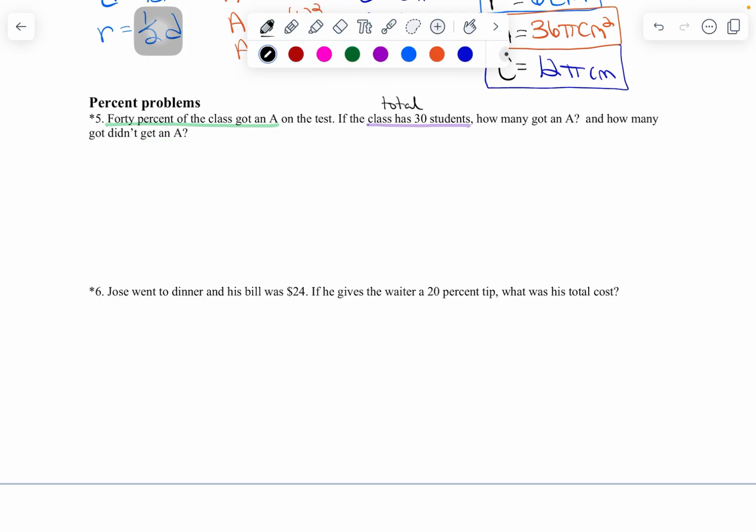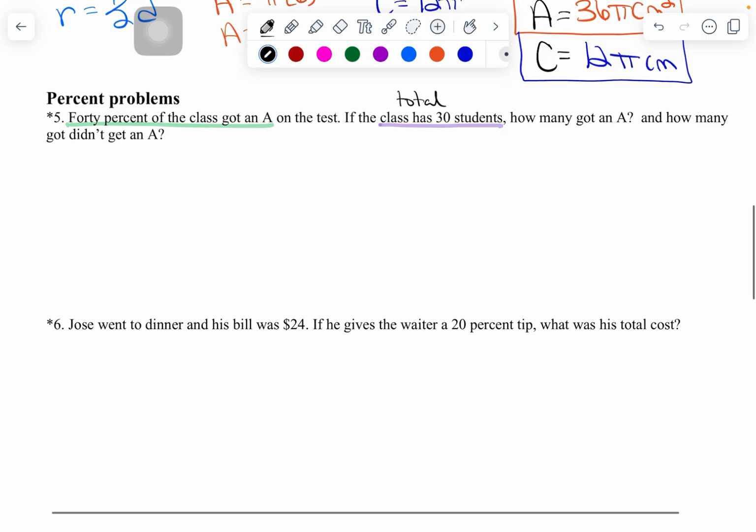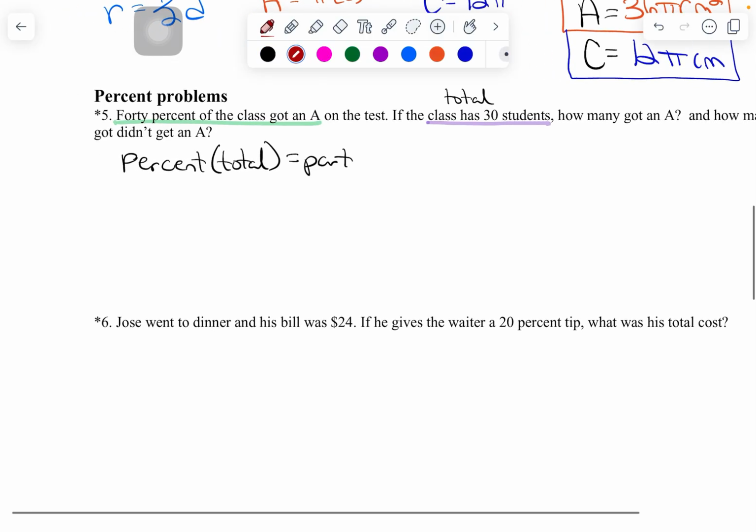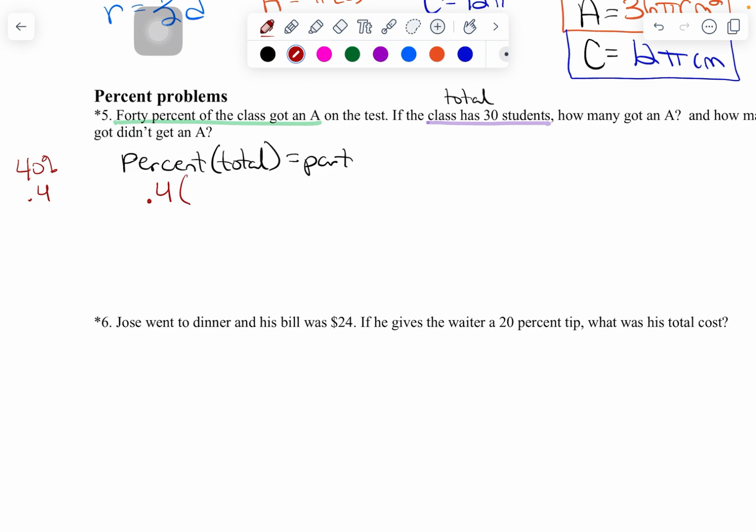Okay, so remember the little formula that we've got here, and it truly is a little one. We've got percent times total equals our part. Okay, so percent in this case, we've got 40% of the class got an A. Well, remember, 40% is the same thing as 0.4 or 0.40. So 0.4 times the class has 30 students, and this is going to equal the part that got an A, okay, because 40% got an A.